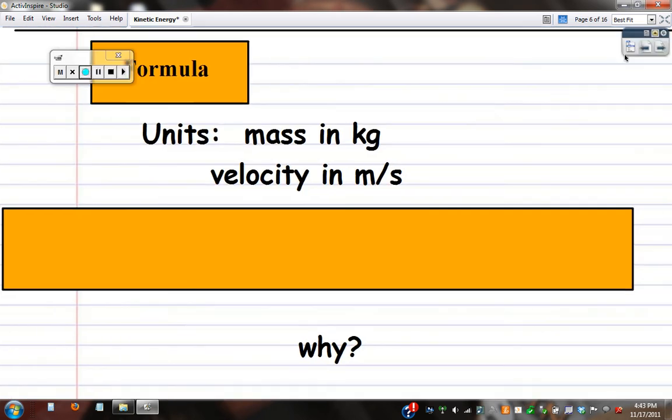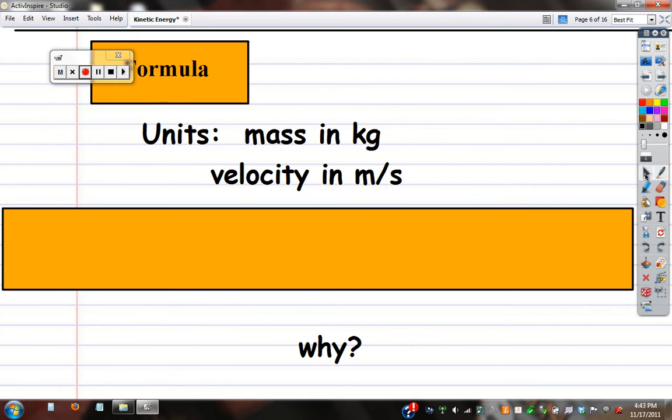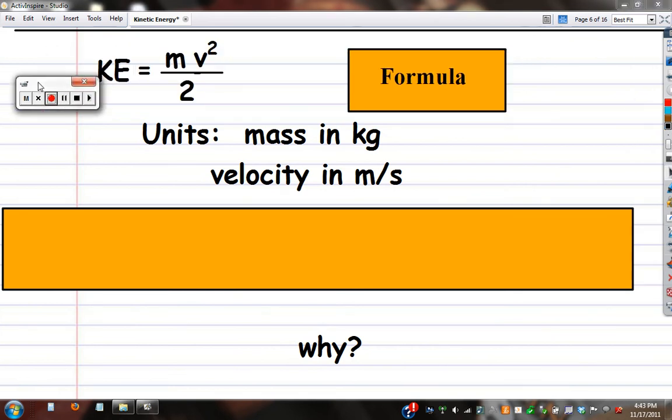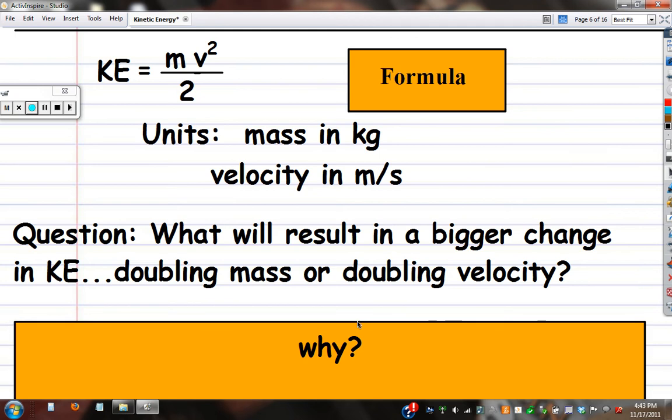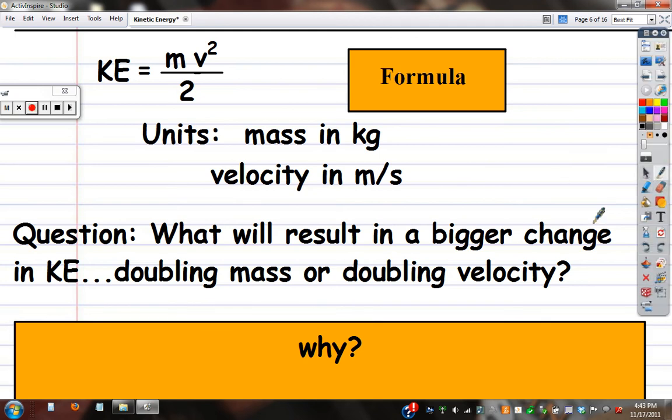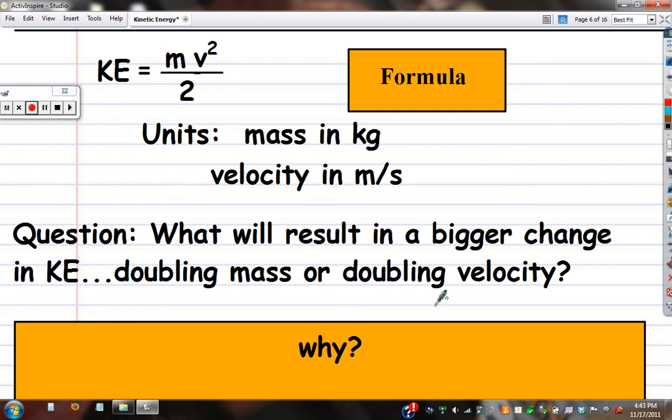And our formula looks like this. Our basic formula is kinetic energy equals mass times velocity squared. And I want you to tell me what matters more, changing mass or changing velocity. So write this question down and answer it and explain why. I want you to be able to answer that.